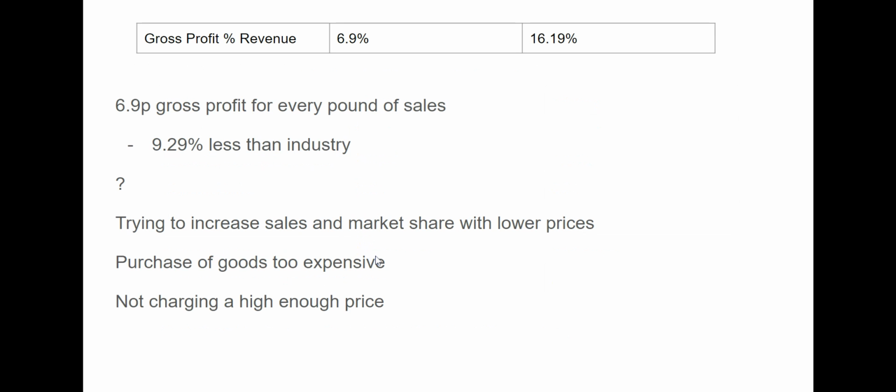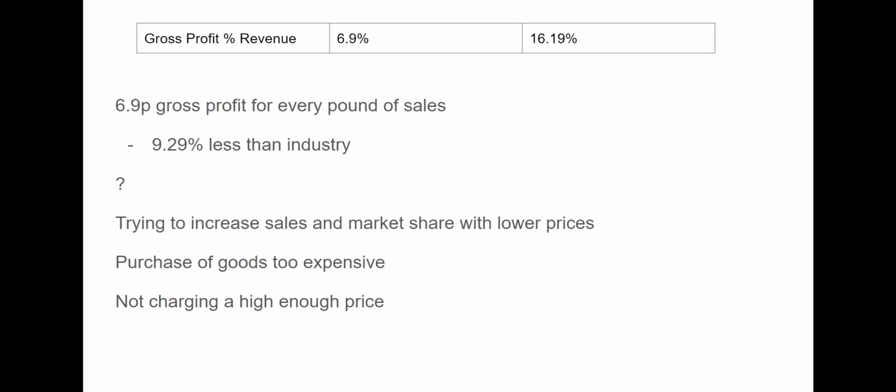Looking at them in more detail, what do they mean, and what do I need to say about them? Gross profit to revenue ratio. For Tesco's, it's a lot lower, which on the face of it is a bad thing, than the industry. So Tesco's generates 6.9 pence of gross profit for every pound of sales, and that's 9.29% less than the industry. It might not be negative.